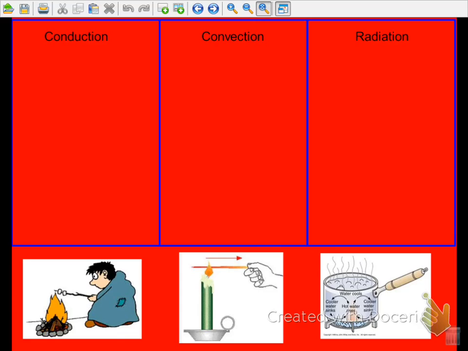And then you have the cooler water sinking, hot water rising in that pot on the stove. So decide which one you think is an example of conduction, of convection, and of radiation. We will use this information to help design some shields for our astronauts tomorrow.